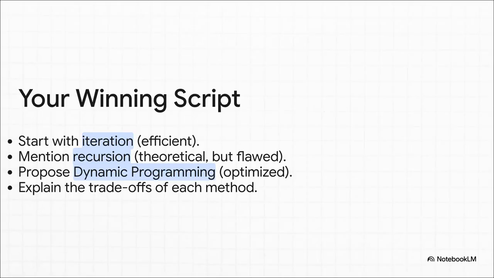So here's your winning script. Step 1. Start with the iterative solution. Get a good, solid working answer on the board. Step 2. Mention recursion as another way to do it, but immediately, and this is key, point out its big performance problem. And finally, Step 3. Propose dynamic programming as the optimized fix. That narrative arc shows you're a thoughtful, well-rounded engineer.